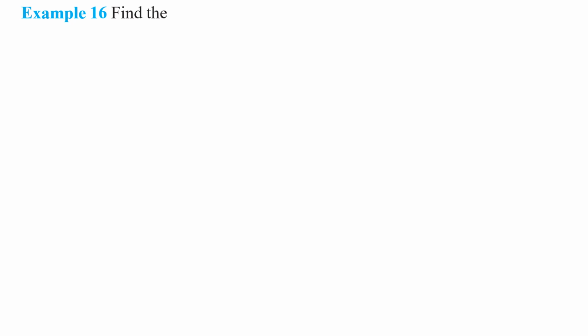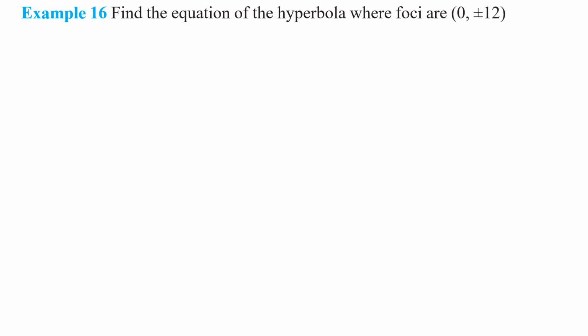Let us take another example to understand the concepts of the hyperbola well. Find the equation of the hyperbola where the foci are 0, comma, plus or minus 12 and the length of the latus rectum is 36. Understood this question, my children? Here the foci and the length of the latus rectum of the hyperbola were given. Then we have to find the equation of the hyperbola.